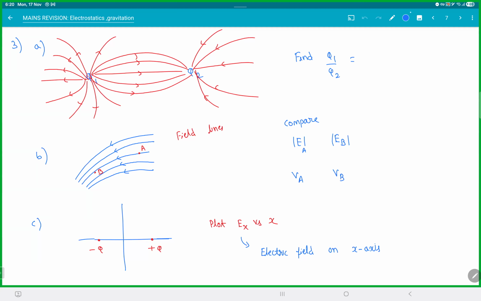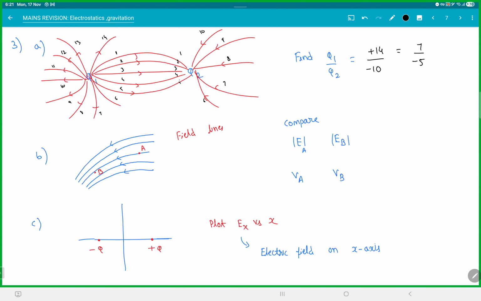Let's see. First thing, how do you find the charges in this thing? You count the number of field lines. 1, 2, 3, 4, 5, 6, 7, 8, 9, 10, 11, 12, 13, 14. This is 1, 2, 3, 4, 5, 6, 7, 8, 9, 10. If you remember, the number of field lines coming from a charge is proportional to the charge. If more charge, more field lines will come out, isn't it? So here you can clearly see Q1, 14 lines are coming out. So that's plus 14. Q2, 10 lines are going inside. It's actually minus 10. So this is actually a ratio of 7:-5.